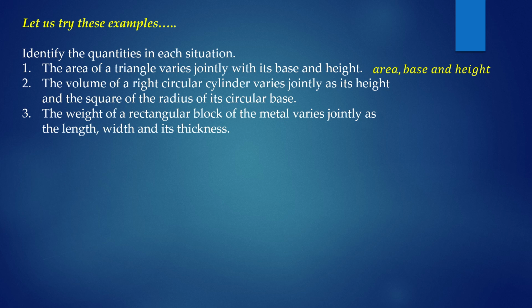The second one, the volume of a right circular cylinder varies jointly as its height and the square of the radius of its circular base. So, ang variables or quantities involved are volume, height, and radius. The third one, the weight of a rectangular block of the metal varies jointly as the length, width, and its thickness. So, quantities involved are weight, the length, width, and thickness.